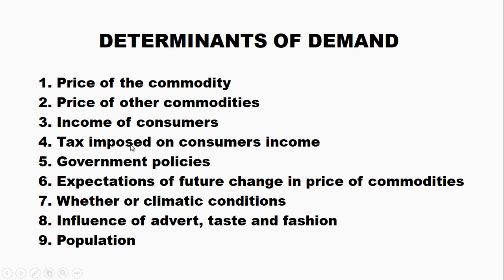Number two, price of other commodities. When we get to the types of demand, we will understand more about price of other commodities. Number three is the income of consumers. Other things being equal, income has a positive relationship with quantity of goods demanded, which means the higher the income, the higher the quantity demanded, and vice versa.